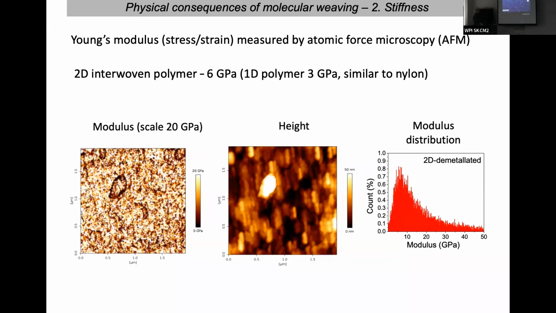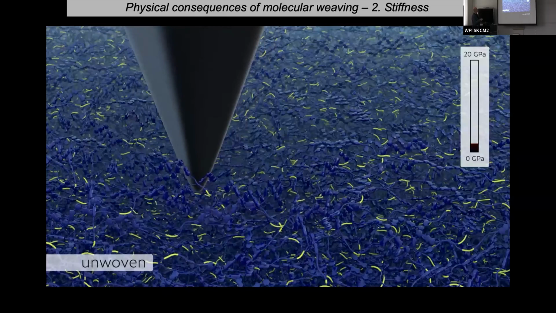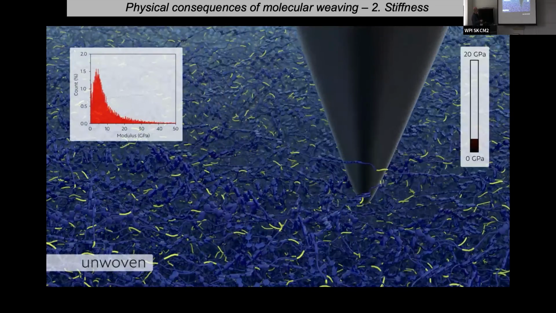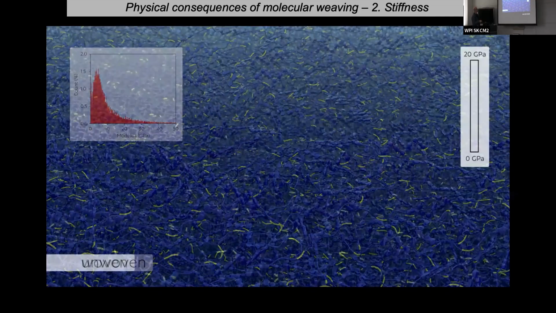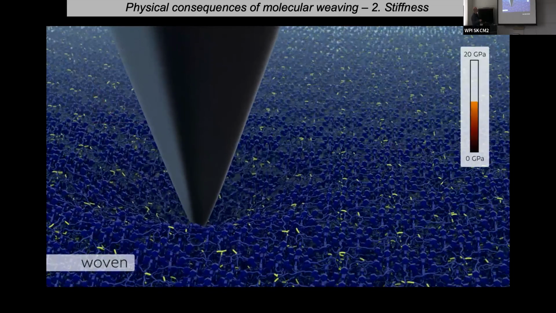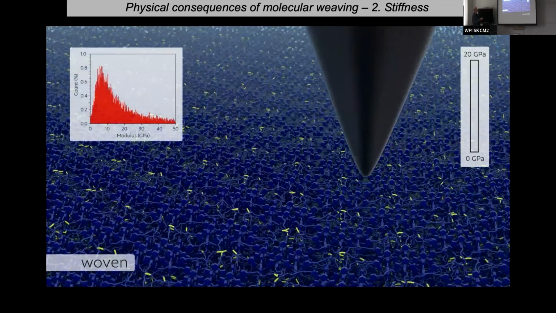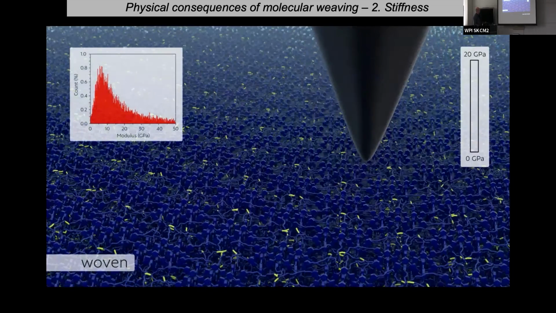So if you press on it with an AFM, if you press on the spaghetti-like 1D polymer, it's relatively easy to deform. It's got a low Young's modulus. And if you press on the 2D woven material of exactly the same strands, but woven, it's much, much stiffer.